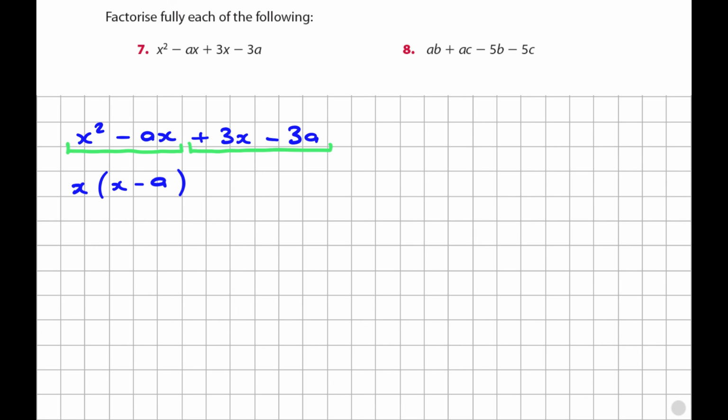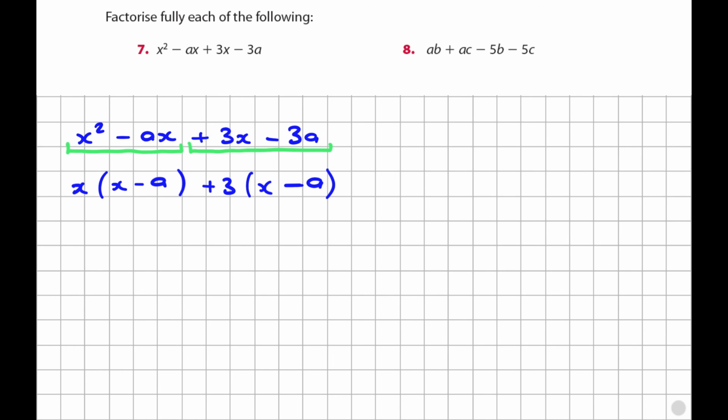Okay, I now need to take out the common term from my last 2 terms, and I can see there the common term is going to be plus 3. So plus 3 times something will give me 3x, and it's going to be x. And plus 3 times something gives me negative 3a. So it's going to be negative 3. Oh, sorry, negative a even.